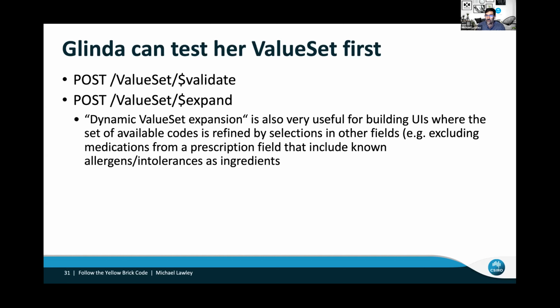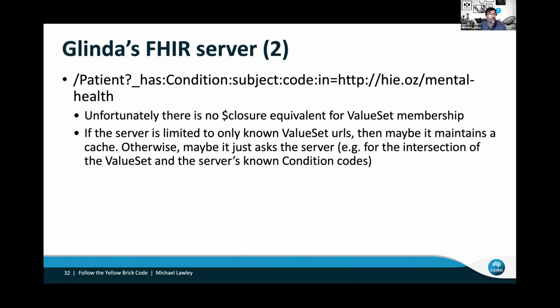This sort of dynamic value set expansion is really useful for certain types of user interface and tools where the definition might depend on other values that have been previously entered, say elsewhere on the form. And it's also something that's made heavy use of in the terminology browser Shrimp. So Glenda's now happy with her refined value set. She's uploaded it, she's given it a URL. This is her mental health value set. So she's now able to construct a query looking for the patients that have conditions, which they're a subject, and the condition's code is a member of this value set.